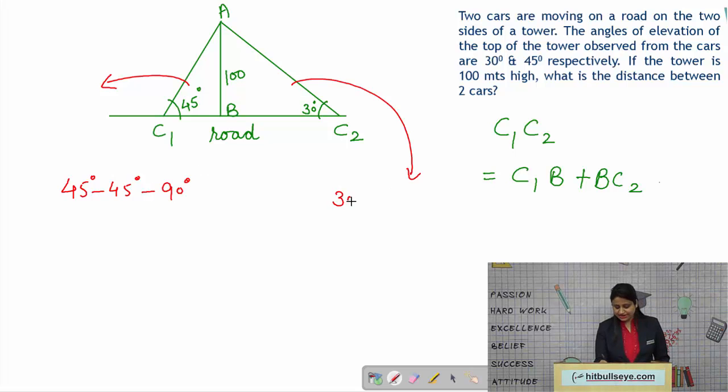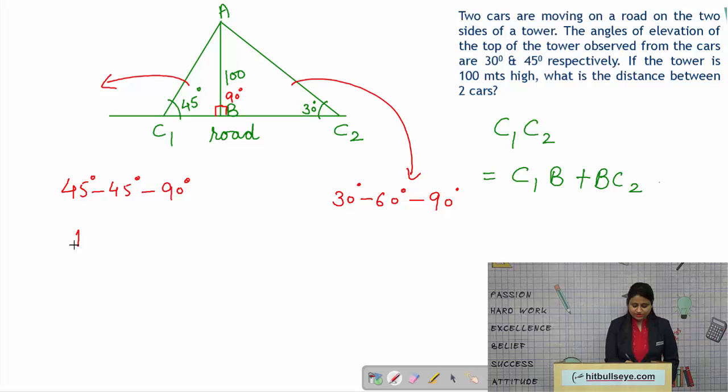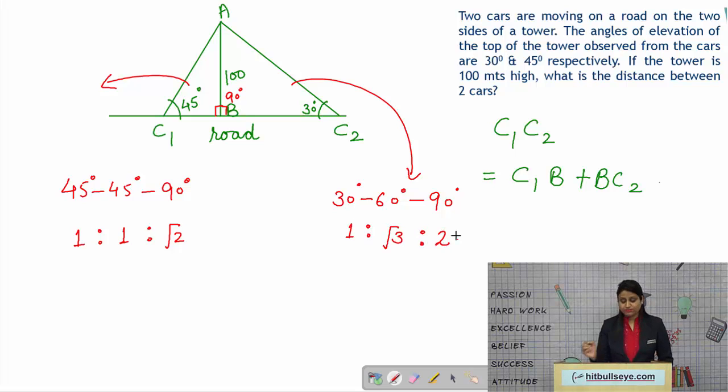On the right hand side you automatically have a 30 degree, 60 degree, 90 degree triangle, because we are considering the tower which is vertical. So automatically this angle will be 90 degree. So the remaining angles are 45 degree and 60 degree respectively. Now as we know, the ratios are 1:1:√2 and 1:√3:2. So apply ratios here.